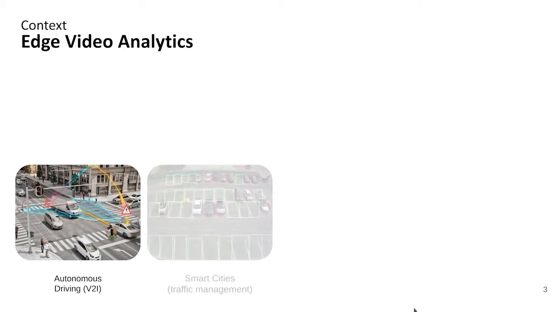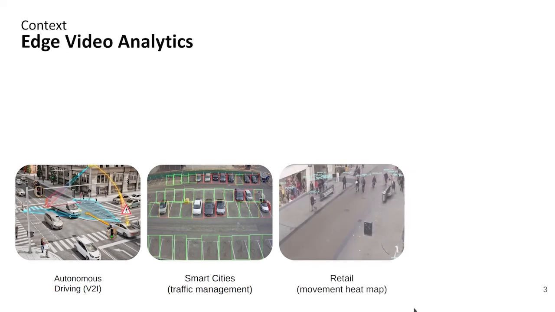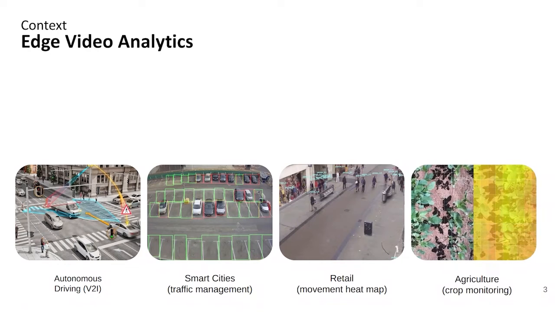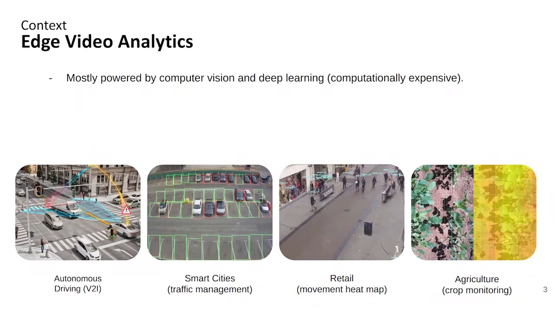Edge video analytics refers to the analysis of IoT camera streams happening on edge locations. Edge video analytics is responsible for multiple current and future use cases, such as autonomous driving, traffic management within smart cities, customer analysis in retail, or crop monitoring in agriculture. This analysis is mostly powered by computer vision and deep learning, which are powerful but can also become highly computationally expensive, especially if we consider the limitations present at edge locations.